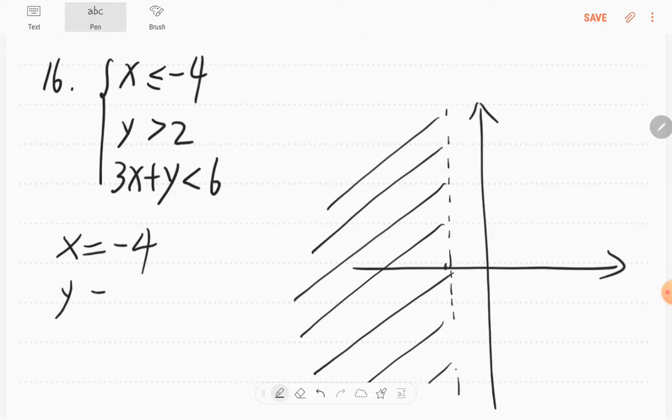Y equals 2 is here, we use another color. Y equals 2 is here, this is 5, so for example this is 2. So this would be the dashed line. Greater than 2, so it should be here.